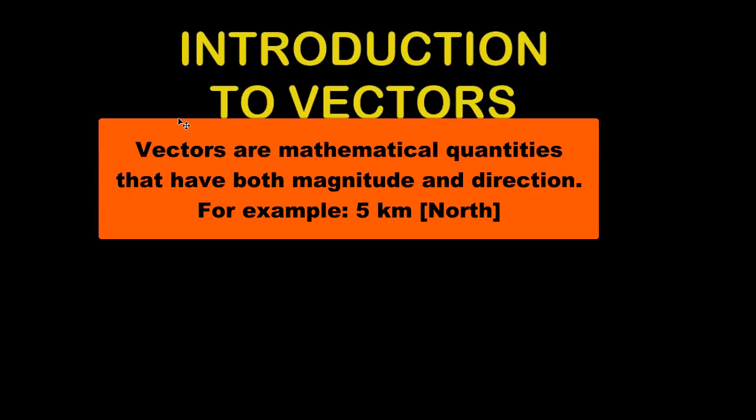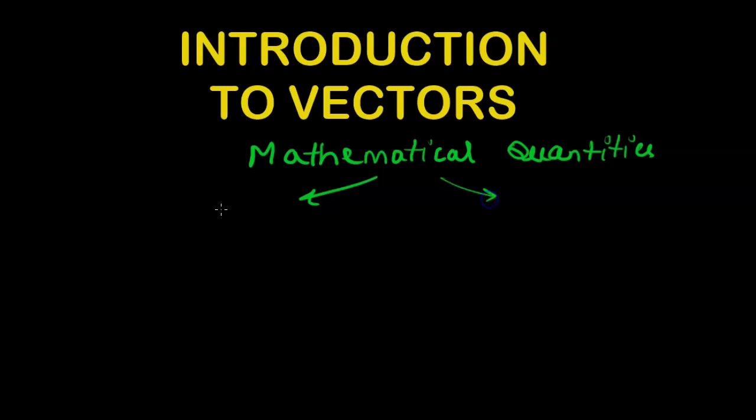Vectors are mathematical quantities that have both magnitude and direction. So a vector is any quantity that can be described by not just a number value but also by a direction of its own. Now basically there are two types of mathematical quantities known. One is called scalars and the other is called vectors.